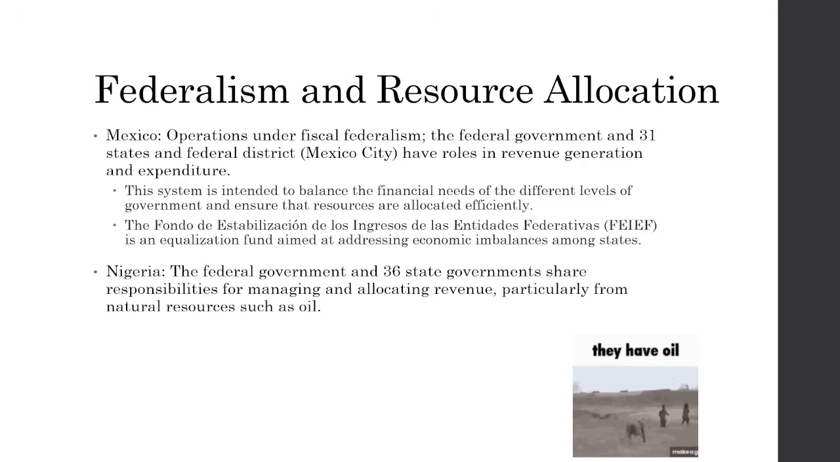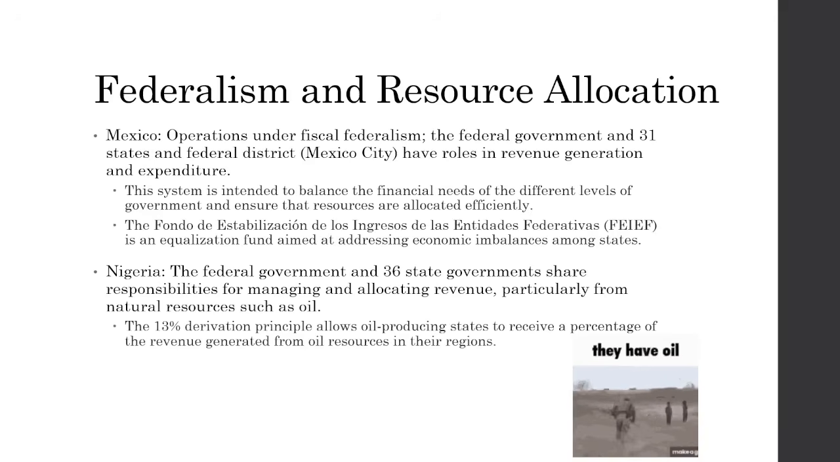It's a good part of their GDP. So it's very important that there's revenue distributed fairly for oil. So the 13% derivation principle allows oil-producing states, not all of the states are oil-producing, but a good bit of them are, and they receive a percentage of the revenue generated from oil resources in the region. So this means they're guaranteed a cut, which is important.